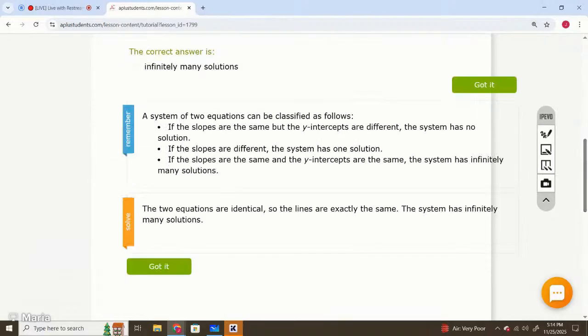A system of two equations can be classified as follows. If the slopes are the same and the y-intercept is different, the system has no solution. If the slopes are different, the system has one solution. If the slopes are the same and the y-intercepts are the same, the system has infinitely many solutions. So the two equations are identical, the lines are exactly the same, and the system has infinitely many solutions.